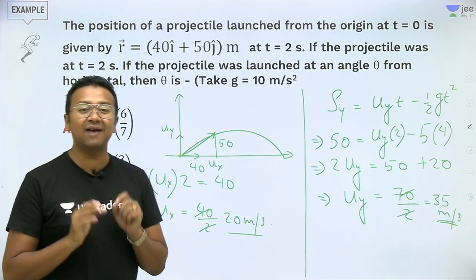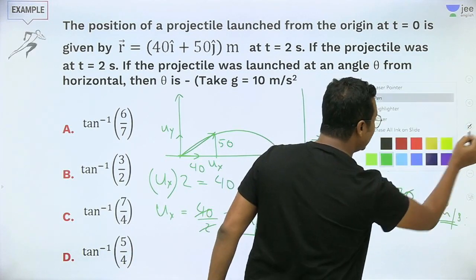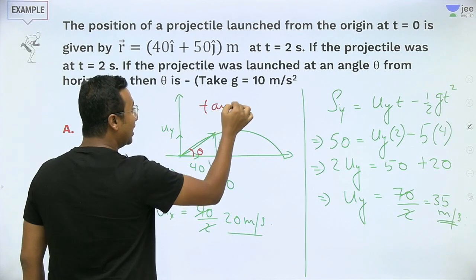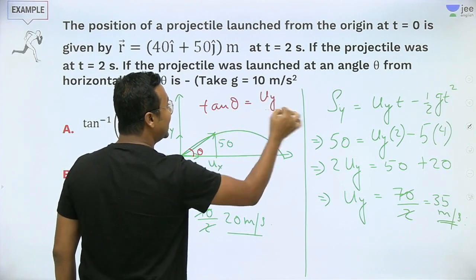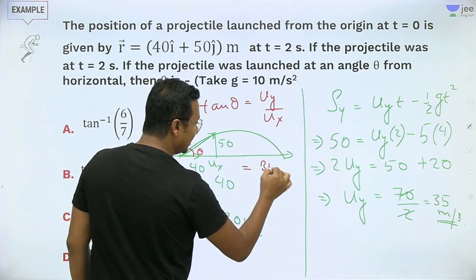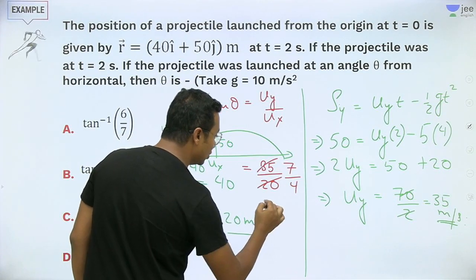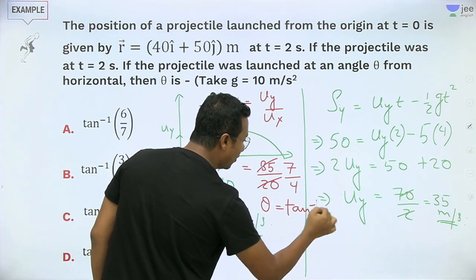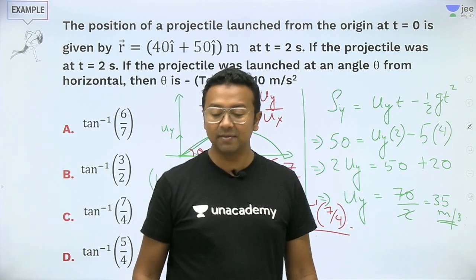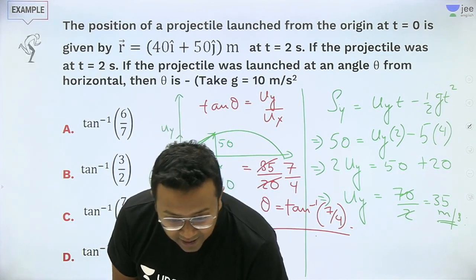Now, how do I find out the value of theta? Kindly see, the value of theta here: tan of theta will be equal to uy divided by ux. So you will get the value equal to 35 divided by 20, that is 7 times 5 over 4 times 5. So theta will be tan inverse of 7 by 4. Clear enough? I hope everybody has understood the method of how to go ahead and solve this particular question.